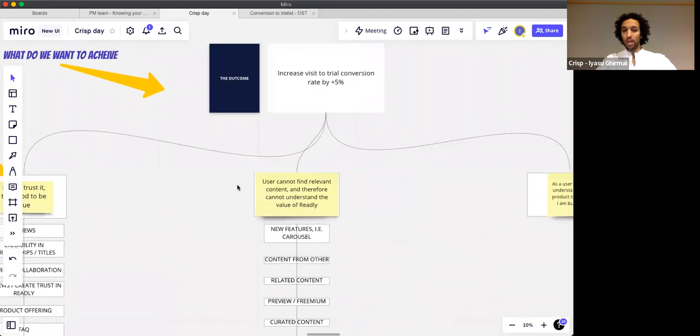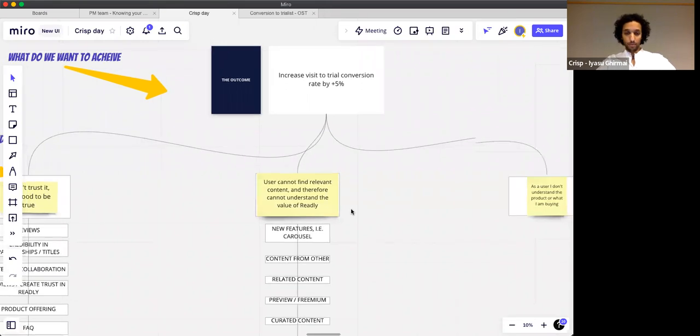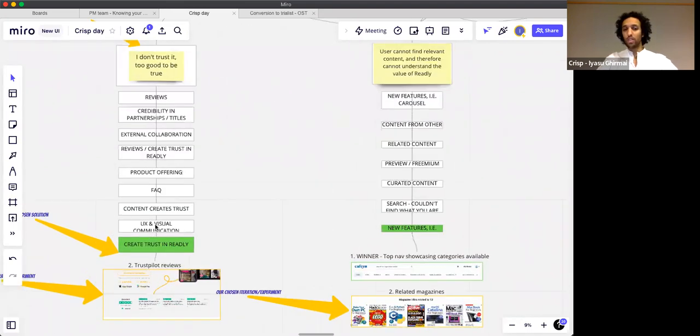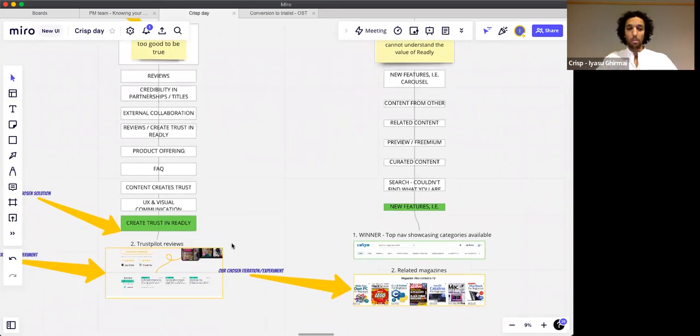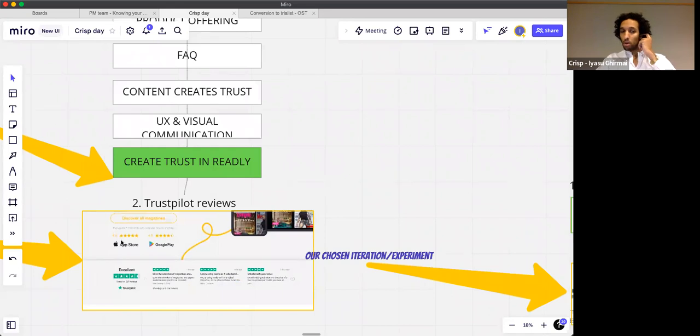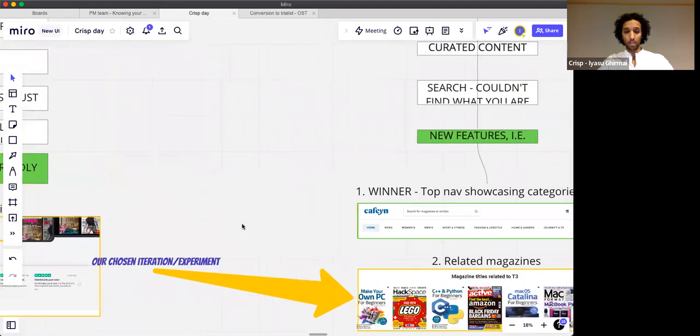Another opportunity was that users can't find relevant content, because through analytics, we found out that users that had 1.8 clicks had a high propensity to convert. So we all gave ideas, etc. We ended up choosing create trust in Readly. That would be a perfect thing to do, or not perfect, but that was the bet that we chose. And the proposed solution. And then we said experiment. Well, a small, simple experiment would be to add Trustpilot reviews, because it had high trust.